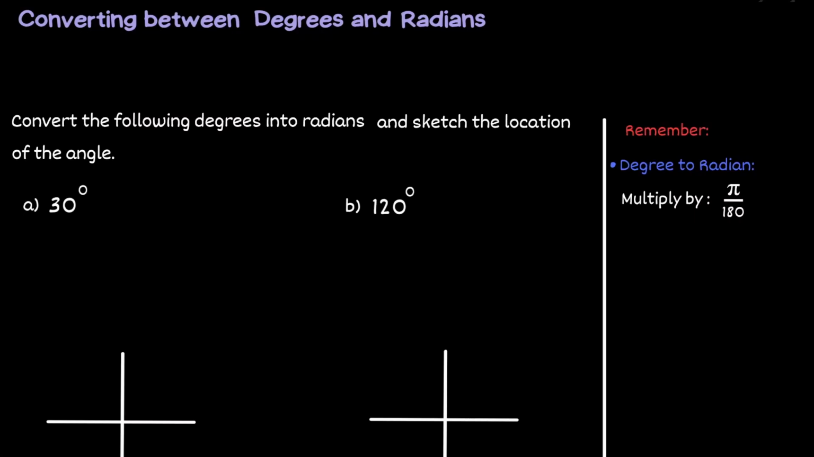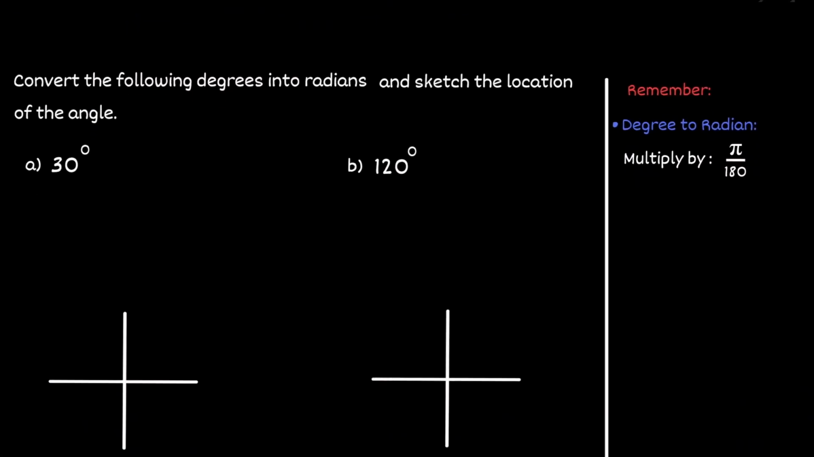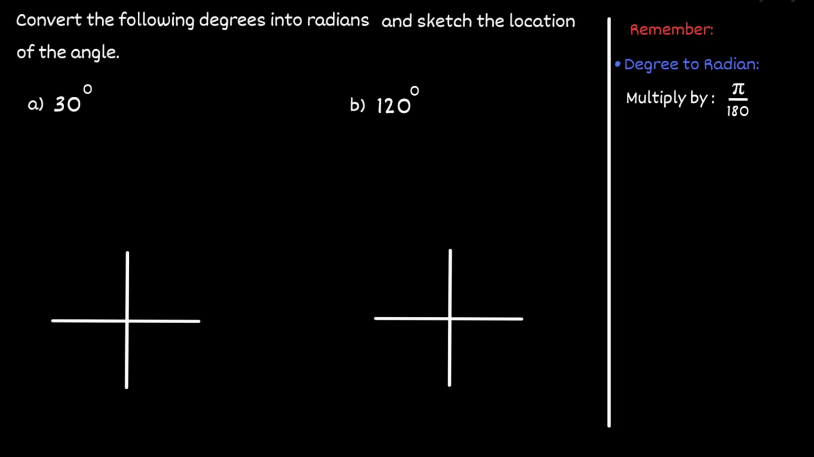Welcome. Let's convert angles between degrees and radians. We are given the following degree measurements, and we want to represent them in terms of radians. For that, we need to remember the scaling factor. If given degrees and we want to represent them in terms of radians, all we have to do is multiply by pi divided by 180.